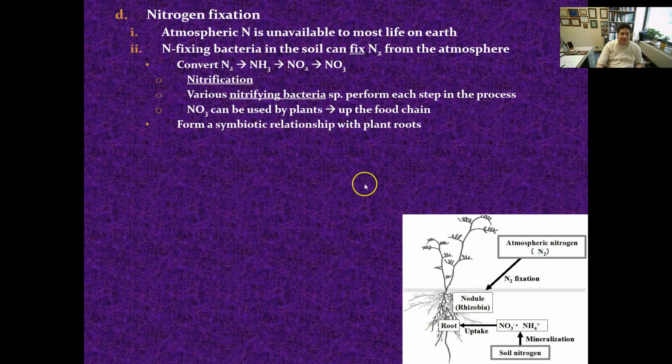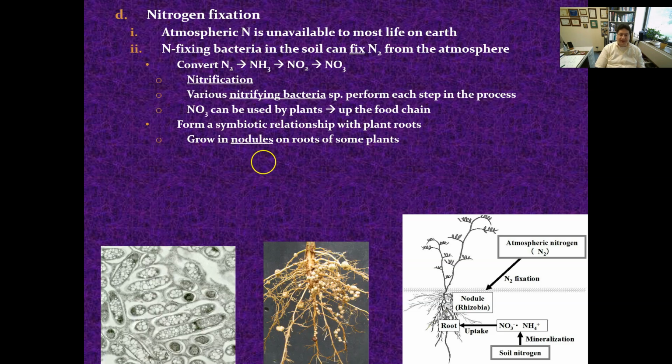Now, nitrogen-fixing bacteria often form beneficial symbiotic relationships with plant roots, and they often grow in little balls called nodules on the roots of some plants, especially legumes, beans and things like that. So you see the little balls here. These are all filled with bacteria. And this is our nitrogen-fixing bacteria here under a microscope. So it grows in nodules on the roots.